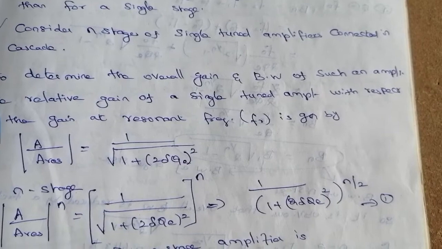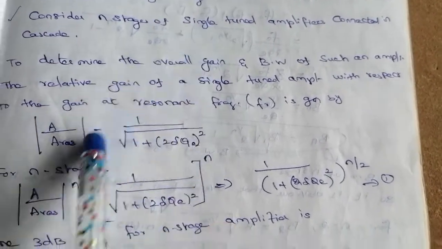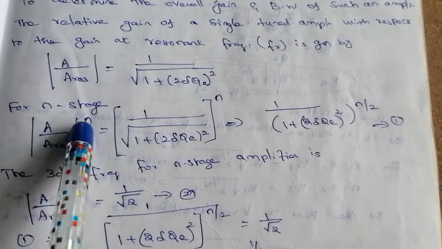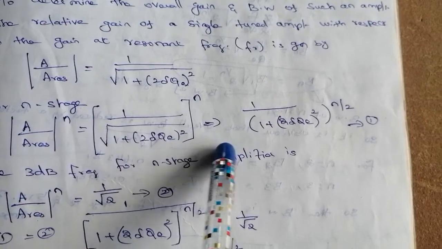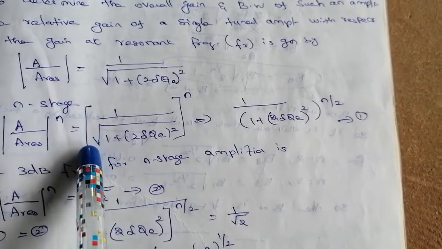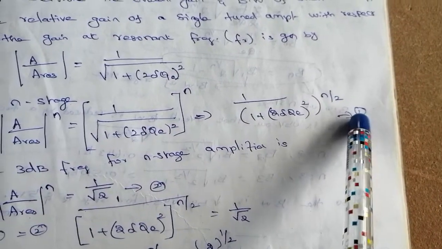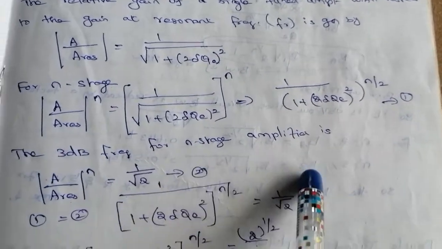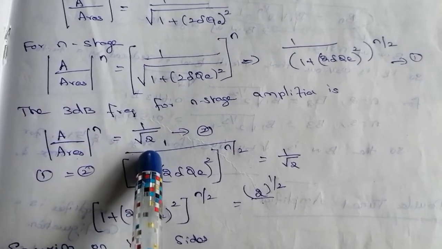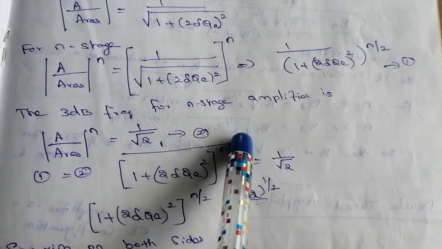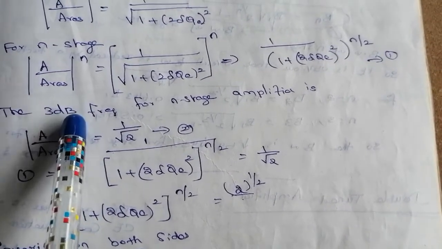Now we are going to find the overall gain for n stages. For n stages, (A by A resonance) power n equals that expression power n. We remove that root by substituting 1 by 2, so 1 by 2 becomes n by 2. The 3 decibel frequency for the n stage amplifier is (A by A resonance) power n equal to 1 by root 2. This is the second equation. 3 decibel is nothing but 0.707, and 0.707 is 1 by root 2.